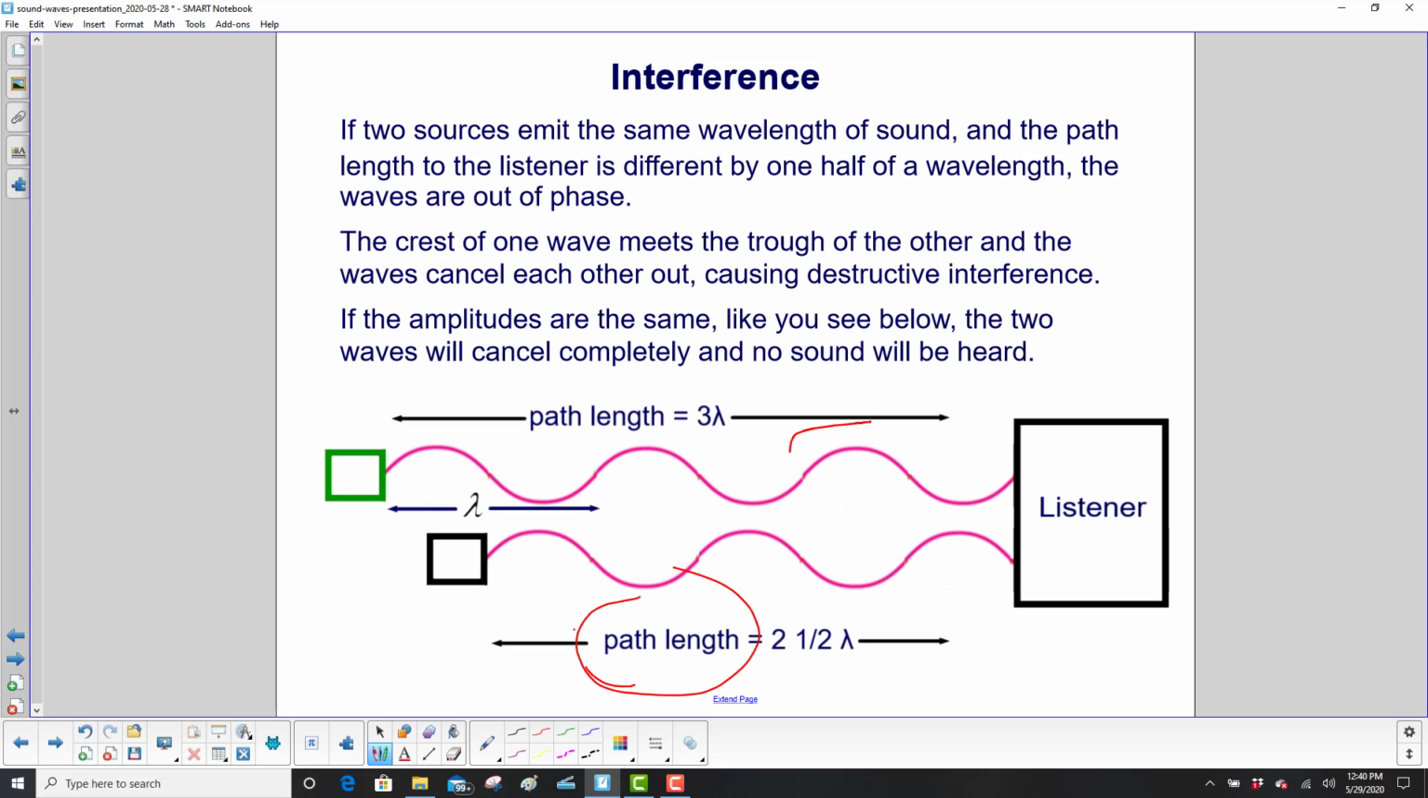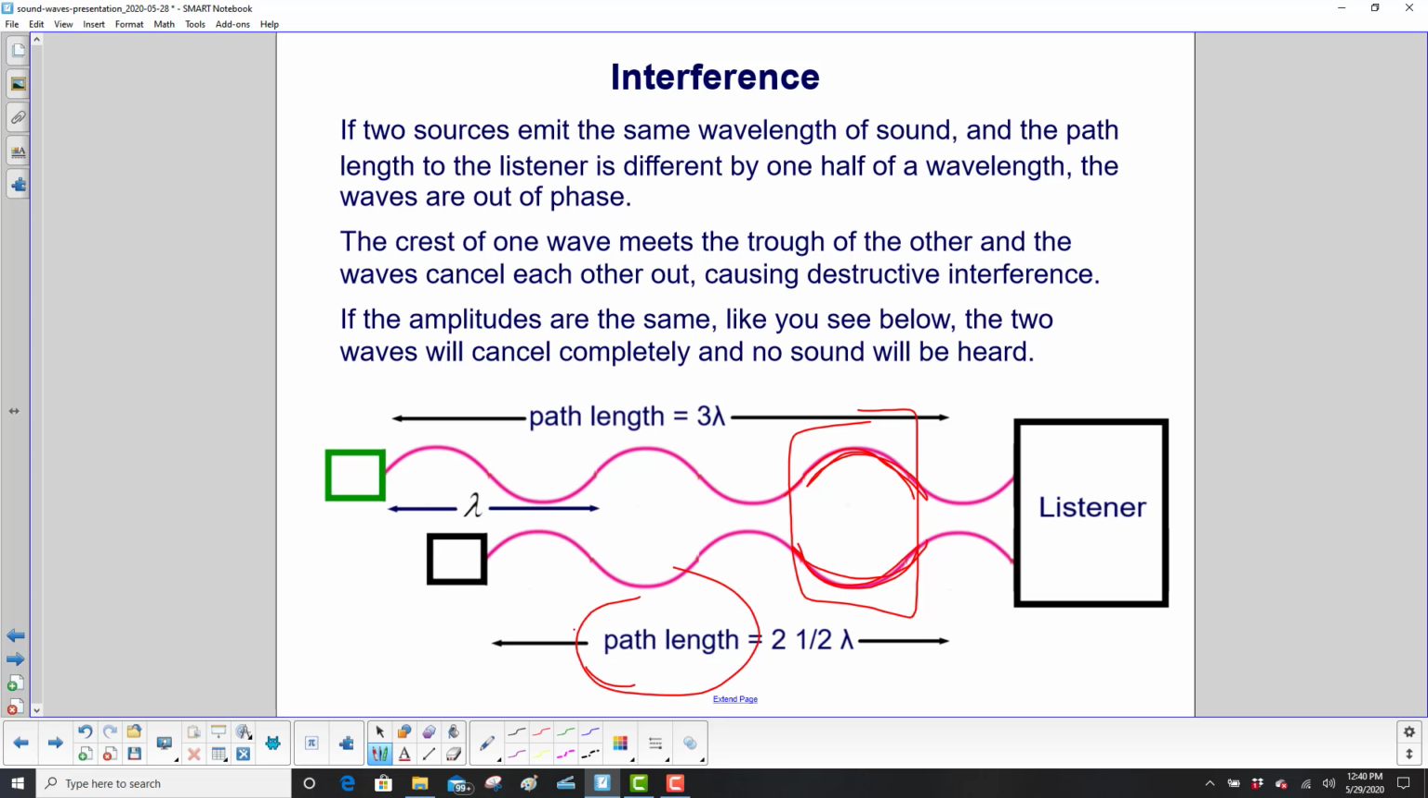And right here, you can see that happening. Right? Here's a crest. Here's the trough. They add together, you get 0. So you have destructive interference. If the amplitudes are the same, of course, like you see below, the two waves will cancel completely and no sound will be heard.